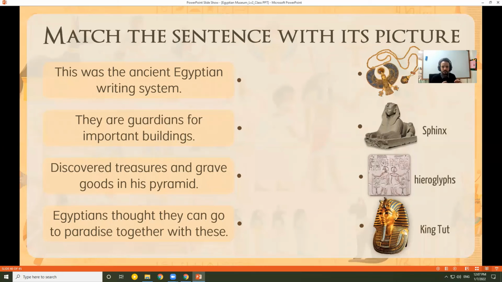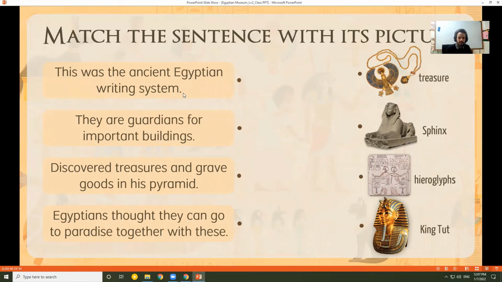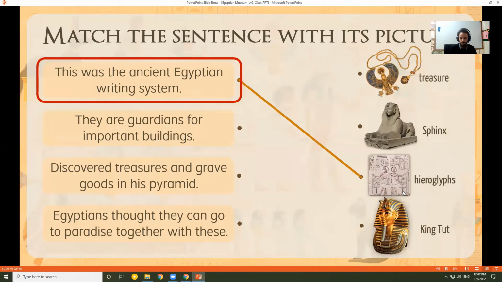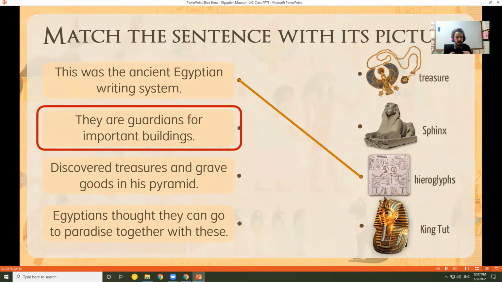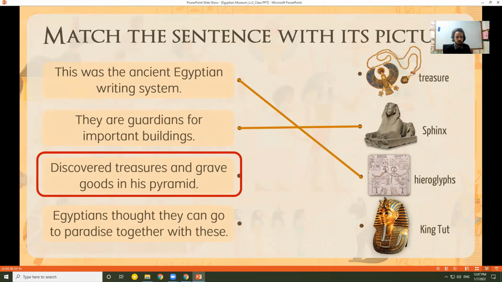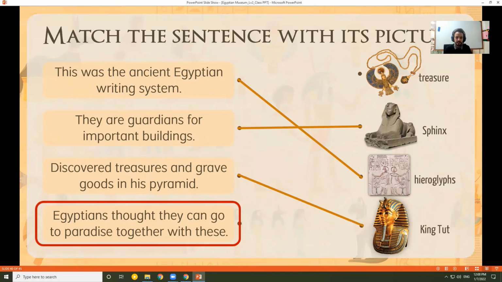So next, we're going to match the sentence with the picture. We have 4 pictures here, and we have 4 descriptions. So this was the ancient Egyptian writing system. What do we call the ancient Egyptian writing system? We just read a word with it. It is called hieroglyphs. An important building will have these as a guardian. So these are guardians for important buildings. That would be this guy right here, the Sphinx. Very good. Discovered treasures and grave goods in his pyramid. These belong to King Tut. And lastly, Egyptians thought they can go to paradise together with their treasure.